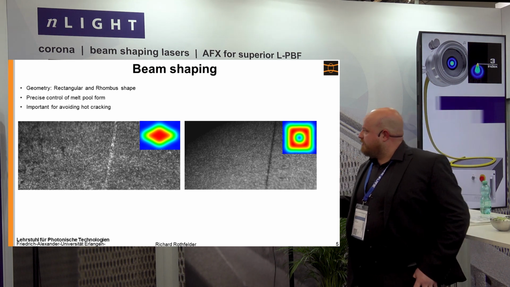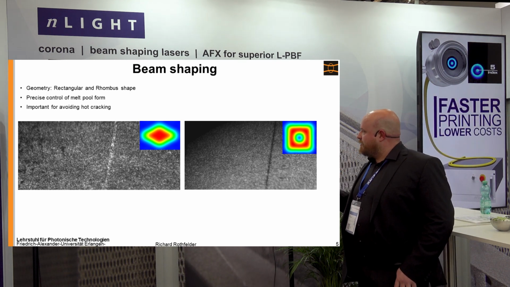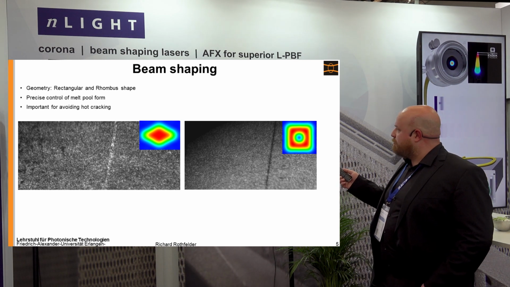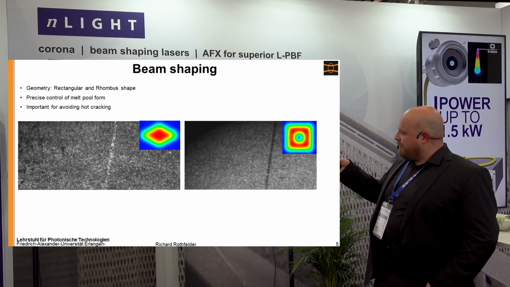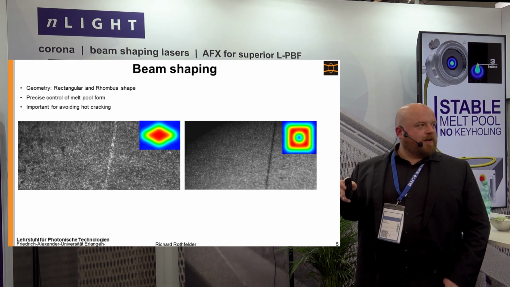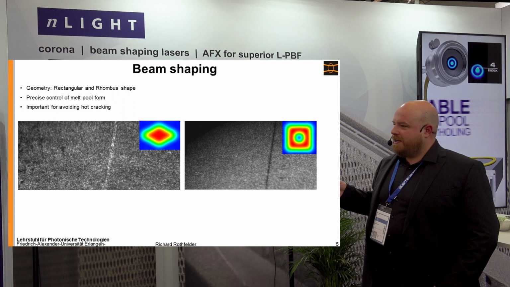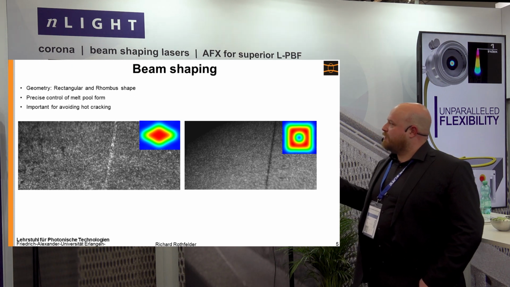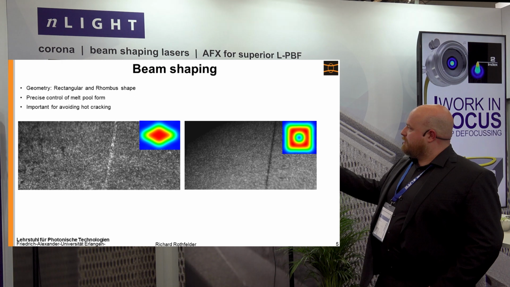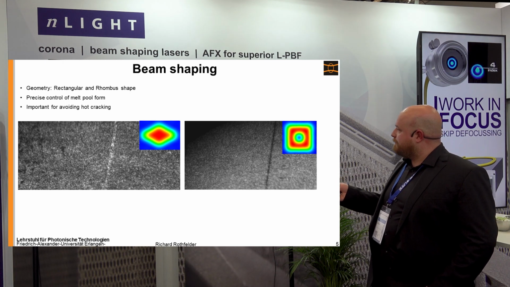So, beam shaping. When I talked about the geometry, I will now show you 2 different beam shapes, the rectangular one and the rhombus-shaped one. And why are we interested in the beam shape? Because it defines our melt pool, at the highest level of control we can get. Now I will show you what happens when I use the rhombus shape, for example.